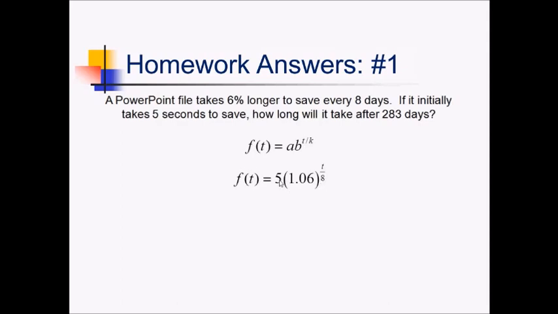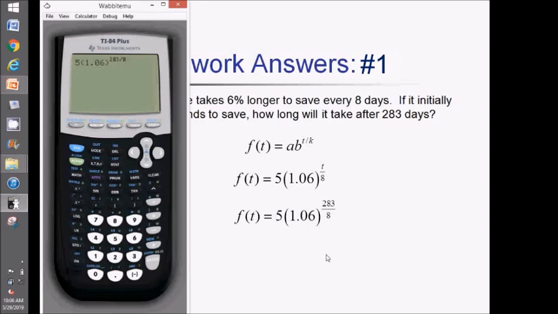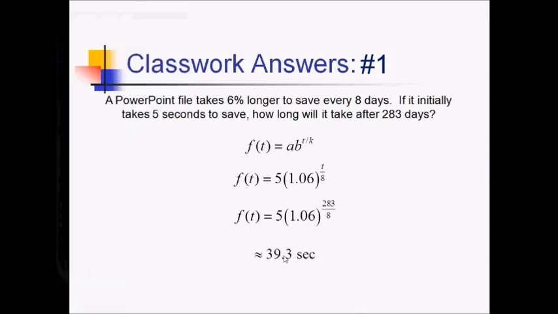Now we want to know how long this file is going to take to save after 283 days. So we'll plug 283 in for T. And now we need the calculator. So we have 5 times 1.06 exponent 283 divided by 8. And if you have one of the newer calculators, you don't need a parentheses around the exponent if you have the superscript. So that should come out to 39.279-ish seconds to save. And I'll just round that off to 39.3 seconds.